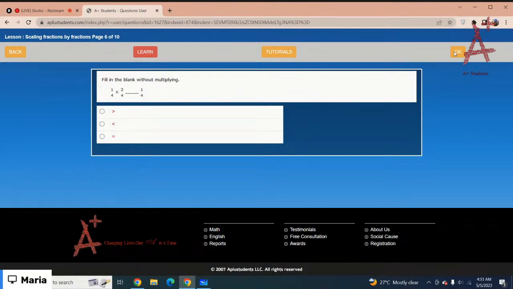Fill in the blanks without multiplying. 1 by 4 times 2 by 4. You have to compare it to 1 over 4. So which is the correct option? Okay, 1 over 4 is less than 1. So you are going to multiply 2 by 4 with a number that is less than 1. That means 1 by 4 times 2 by 4 is less than 1 over 4.